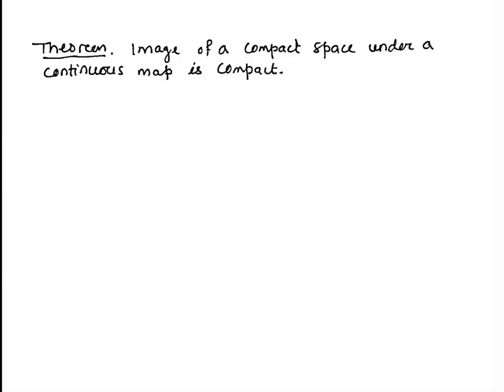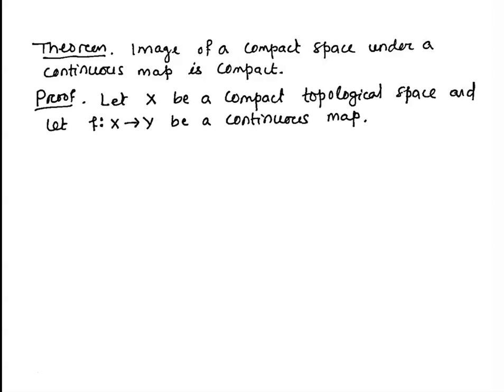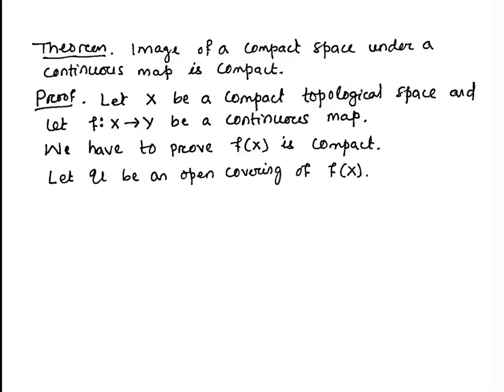Now here we have another result. The image of a compact space under a continuous map is compact. Let X be a compact topological space and f be a continuous map from X to Y. We have to prove that the image of X under f is compact. That means we have to prove f(X) is compact. Now to prove f(X) is compact, let us take an open covering of f(X). Let U be an open covering of f(X).